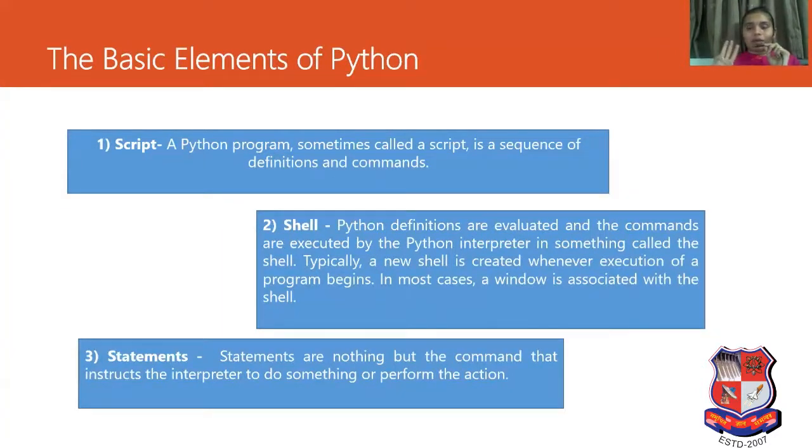There are basically 3 elements of Python. One is the script, second is the shell, and third is the statement. So what is a script? A Python program is sometimes known as a script. A script is nothing but a sequence of definitions and commands.